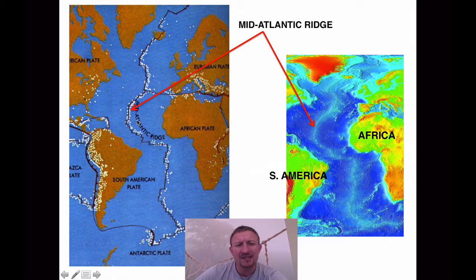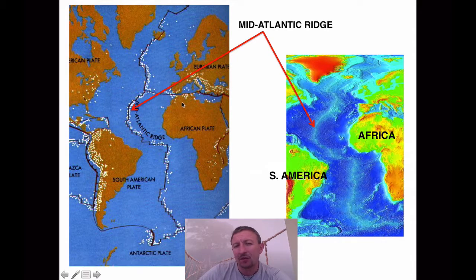Now, what we'll notice is that the Atlantic Ocean is actually getting bigger. Why? Well, we've got the African plate moving this way, we've got the South American and the North American plate moving in this direction. So South America and Africa are actually getting further apart, which means that the Atlantic Ocean is getting bigger.